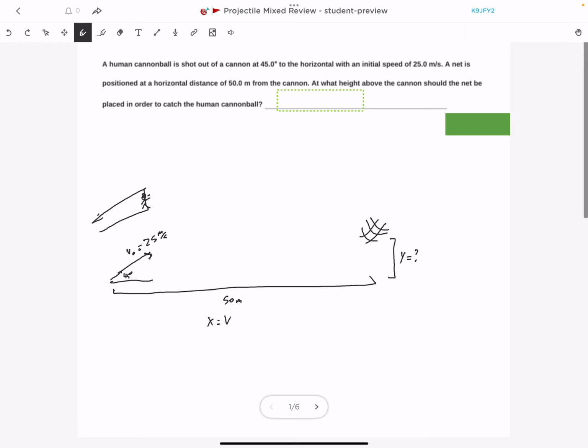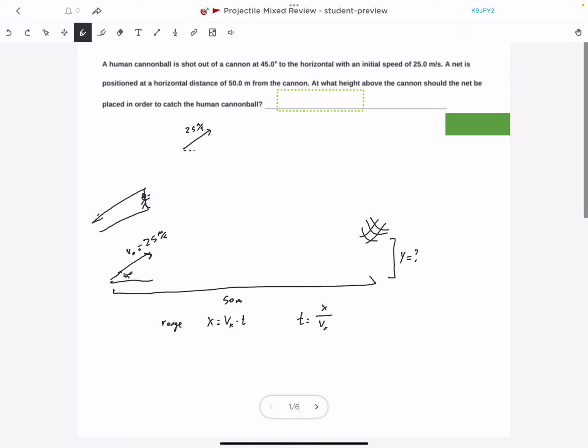The horizontal range remains the same, right? So that is just the horizontal velocity times time. So if we need to solve for time, I'm going to divide the horizontal range by the horizontal velocity. Now we need to get what the actual velocity is, right? So again, we're going to find the components. This time we're going to use cosine though.